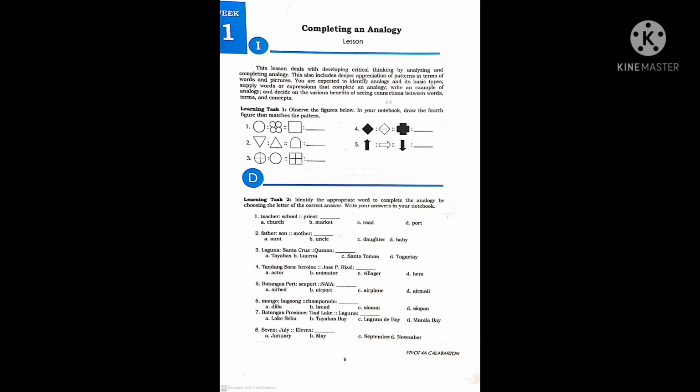Let's take a look at number 1. Teacher is to school as priest is to blank. Okay, what pattern is given here? So teachers are located in a school. Where can we find the priest? It will be in the church. So the answer is letter A. So what you're going to do is you have to find the pattern for the rest of the tasks in learning task 2. You are going to skip learning task 3 because this will be on your answer sheet.